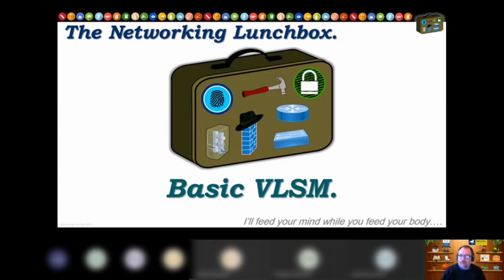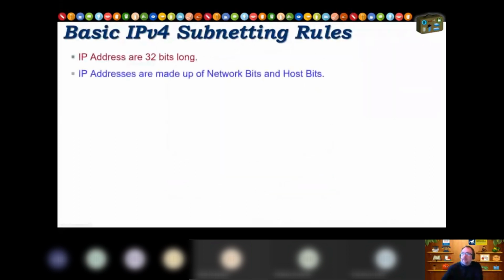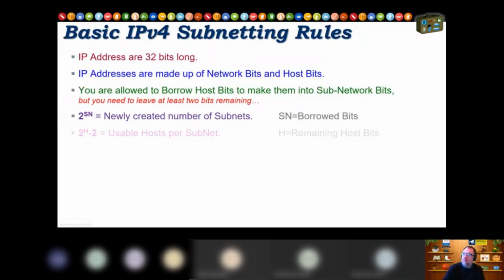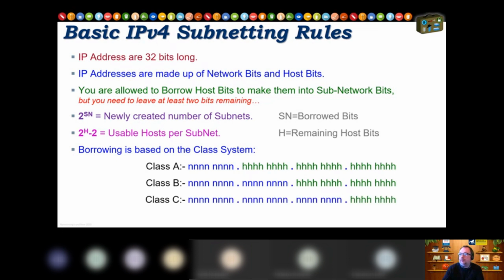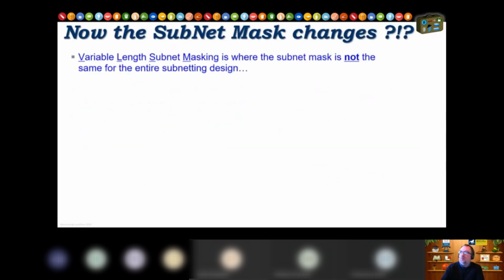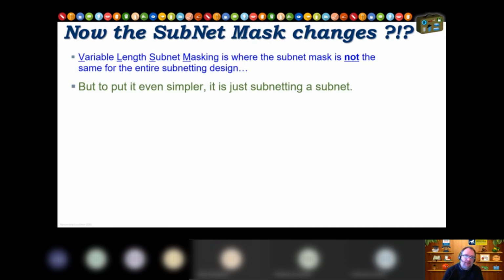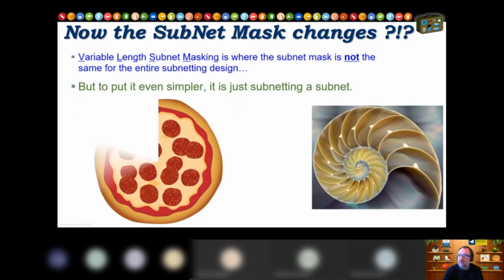Okay, so what is VLSM? Variable length subnet masking. It's the same thing. I've done this already. This is just a rehash of the previous slide. So 32 bits long, borrowing bits. Same thing. Now, here's what's new. What happens when the subnet mask changes? That's what variable length subnet masking is. The subnet mask is not the same. But there's no need to panic, because subnetting is subnetting.